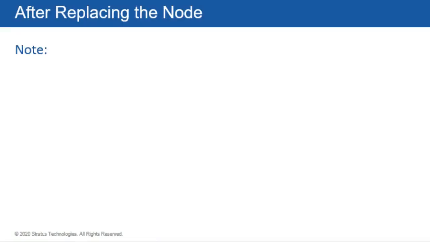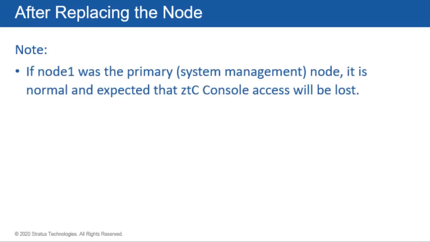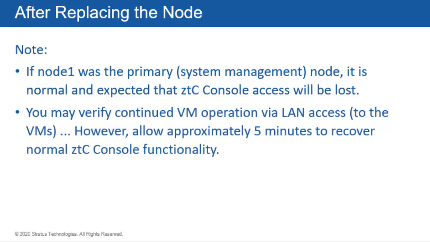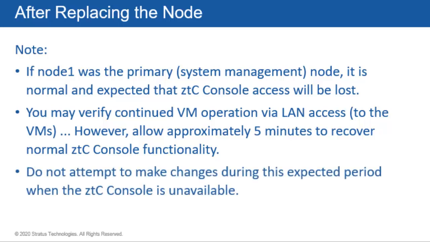Please note, if Node 1 was the primary, also known as the system management node, it is normal and expected that the ztC console access will be lost. You may verify continued VM operations via LAN access to your VMs. However, allow approximately 5 minutes to recover normal ztC console functionality. Do not attempt to make changes during this expected period when the ztC console is unavailable.